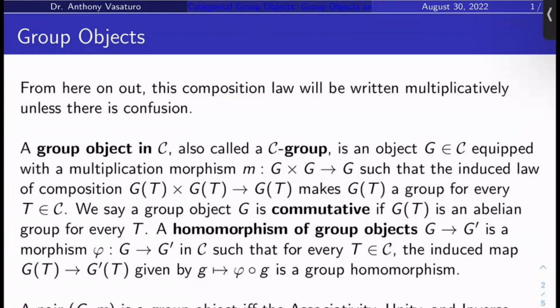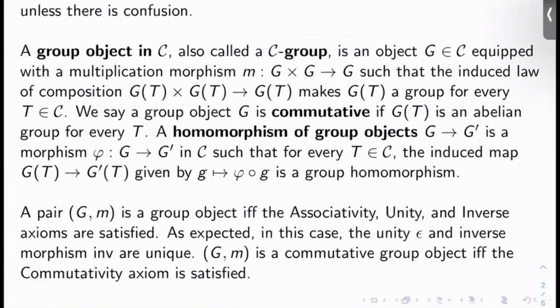Okay. So we have a category C with finite products. A group object in C, also called a C group, is an object G in C equipped with a multiplication morphism M from G cross G to G, such that the induced law of composition from G(T) cross G(T) to G(T) makes G(T) a group for every T in C. We'll say a group object G is commutative if G(T) is an abelian group for every T. So all these guys are groups for each T.